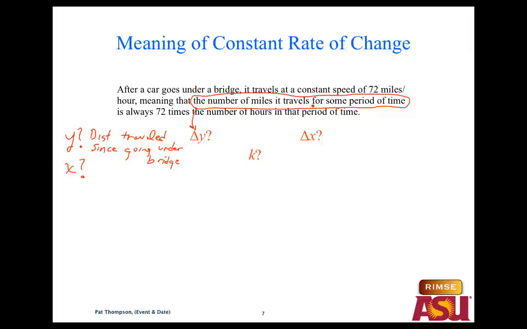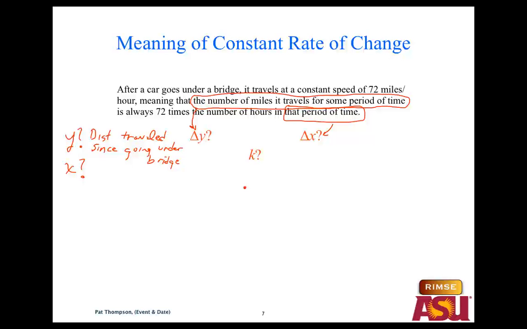Or just the period of time corresponding to this number of miles? Yeah. Again, any change in time starting any time after going under the bridge. And what's K? Where's Molly? Molly, what's K? K is just whatever proportionality makes that true. And do we know what that is? 72 miles per hour. Yeah.